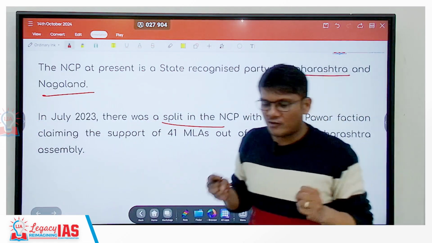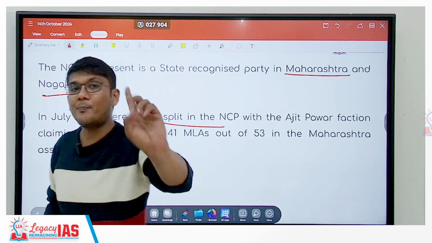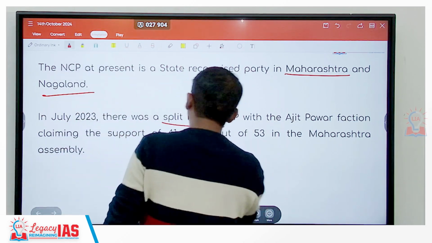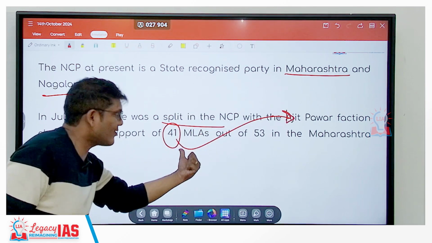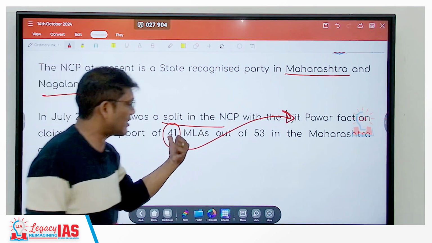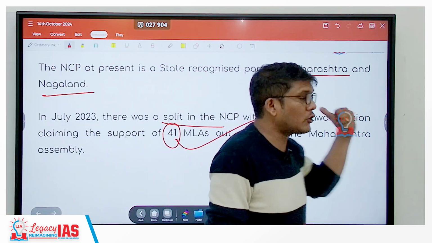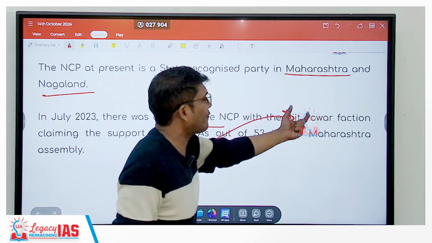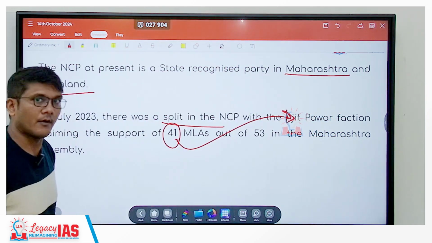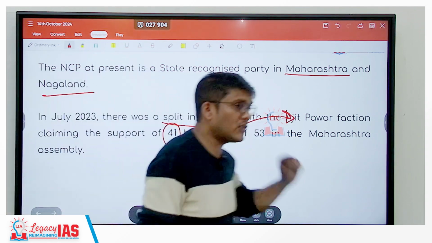Total MLAs in this party were 53. When the split happened, 41 of the MLAs went with the Ajit Pawar faction, and that is the reason why ECI has given the symbol to the Ajit Pawar faction, because the majority of the MLAs were in support of the Ajit Pawar faction, right?